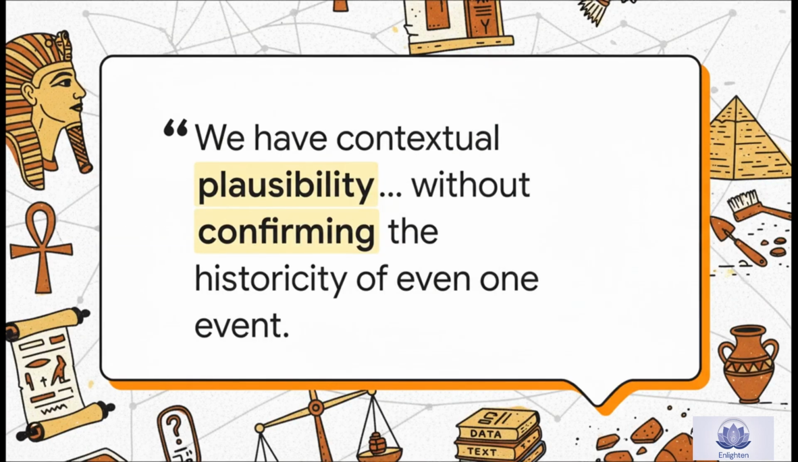And really, this quote from the scholar H.L. Bosman just nails it. The world of the story, the Egyptian setting, the political vibe, it all feels plausible for that time period. It has contextual plausibility. But there is zero physical proof to confirm that any of the specific events happened or that any of the specific people, including Moses himself, actually existed.